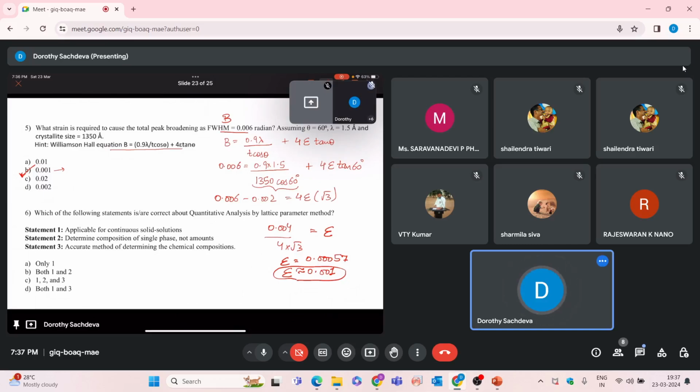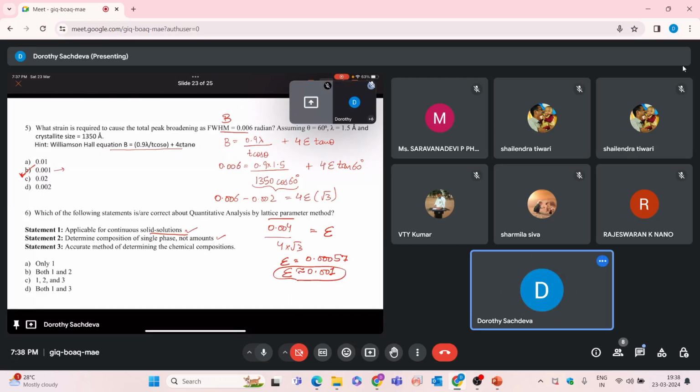The next question says, which of the following statements is or are correct about quantitative analysis by lattice parameter method? The first statement says applicable for continuous solid solutions. Yes, this statement is completely correct because the lattice parameter method, I guess we have not discussed much about this, but it is used for continuous solid solutions. It is used to determine the composition of single phase, not amounts. Yes, this is also correct.